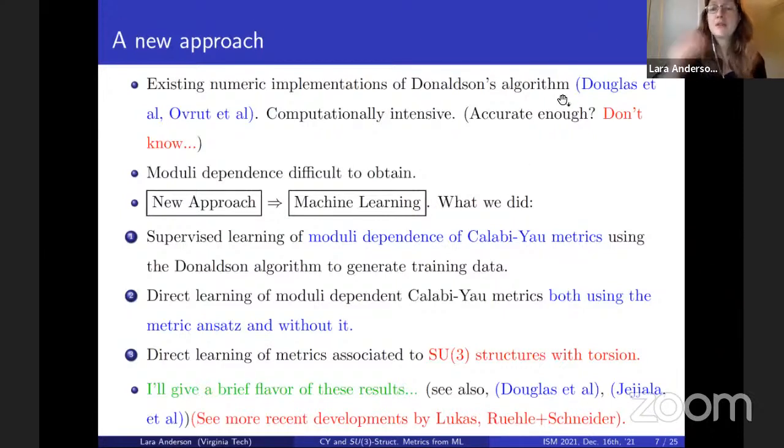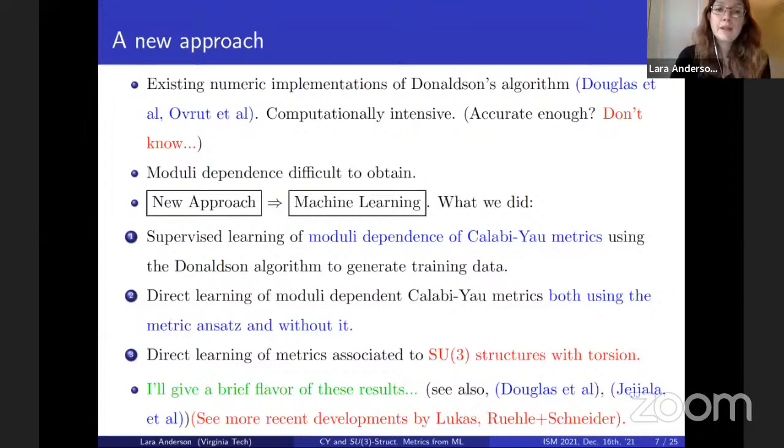Numeric implementations of this algorithm due to Donaldson were done, as I said, about 10 years ago by Mike Douglas and collaborators, Burt Ovrut and collaborators, including myself. And it's computationally intensive. The moduli dependence in particular was something that we didn't have a handle on. So the algorithm, as I outlined it, you have to specify a single point in complex structure and Kähler moduli space, do this whole computation, and then you get an approximate metric.